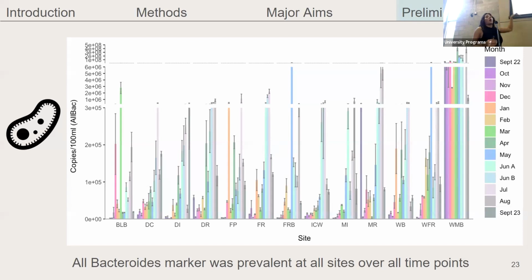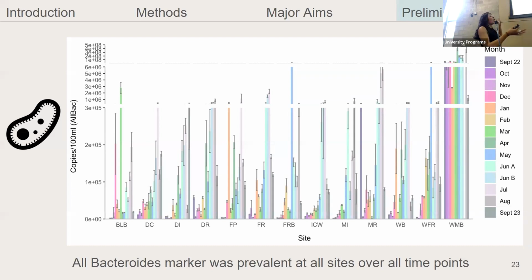For this, it is the all Bacteroides marker, so my general or my total marker. And some of the graphs have breaks in the y-axis because I wanted to visualize some of that intersite variation because the quantity is so different in magnitude. And not all of the graphs have the same y-axis. Not all of them have the same quantity. So keep that in mind as I'm going through. The horizontal axis is site, and then it is color-coded by month that the sample is taken.